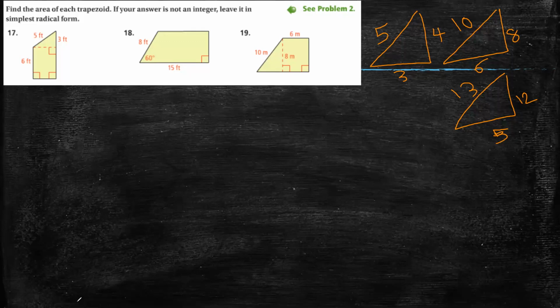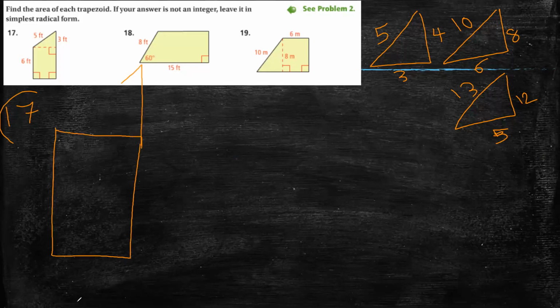So now, look at number 17. In number 17 here, we have this trapezoid. Here we have 6. Here we have a 3. Here we have 5. And I need now to find the area of the trapezoid.